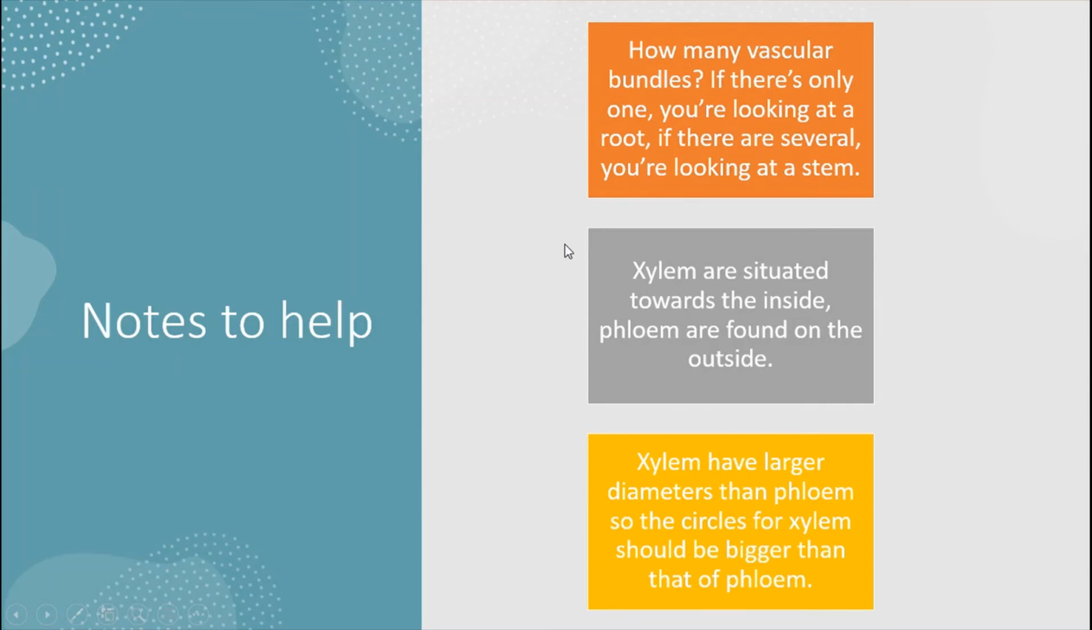So once again on this slide, there's just some notes and some steps that you can go through when you need to identify xylem and phloem. So you need to ask yourself, how many vascular bundles are there? If there are many, then you know you're looking at a stem, but if there's only one, you are most likely working with a root. The main thing is that xylem are situated internally, whereas phloem are situated externally. And then one thing that we haven't discussed is that xylem have a larger diameter than phloem. And so the circles for xylem should be bigger than that of phloem.